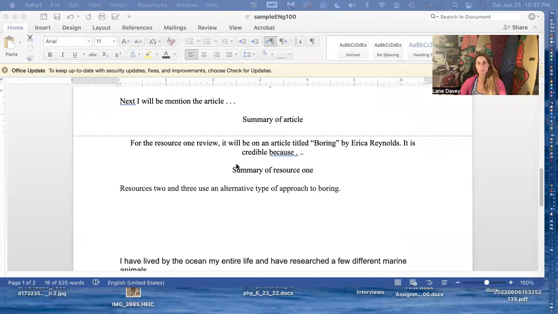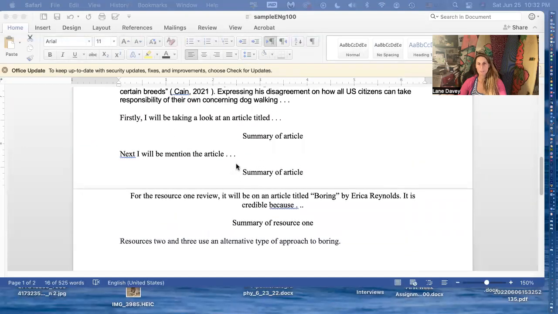So do not go into your op-ed and say, in my resource 1 and in my resource 2. Do not refer to articles unless they're supporting your point. You really shouldn't have citations in an op-ed. It's an opinion piece. It's your opinion.